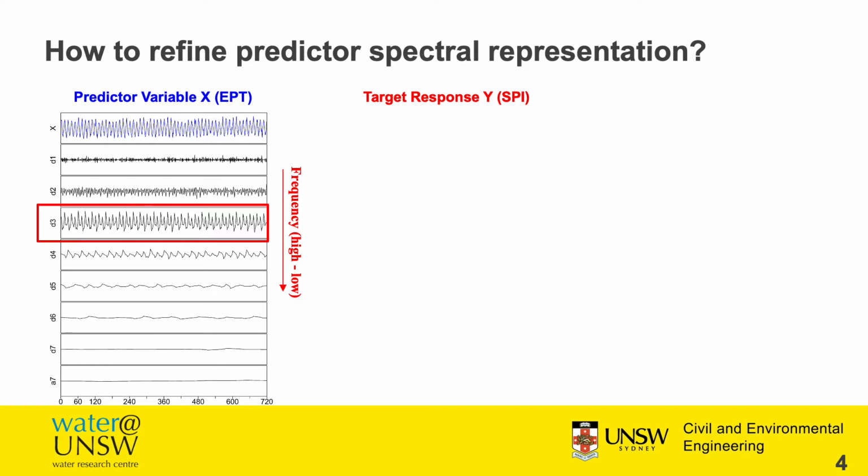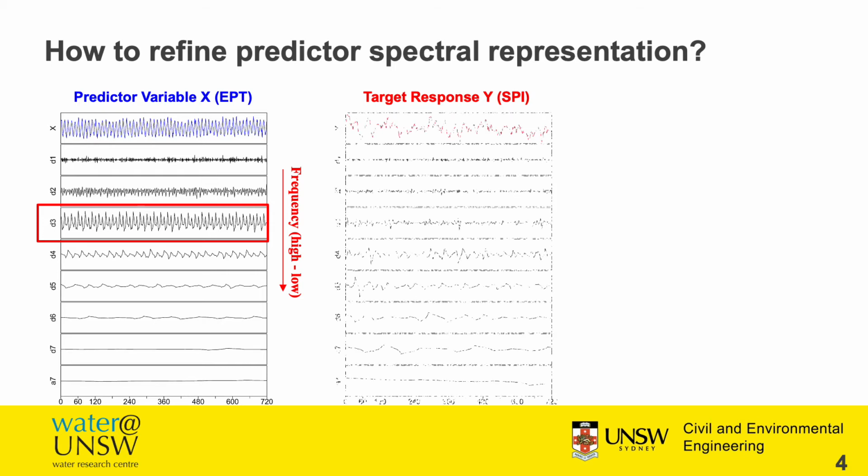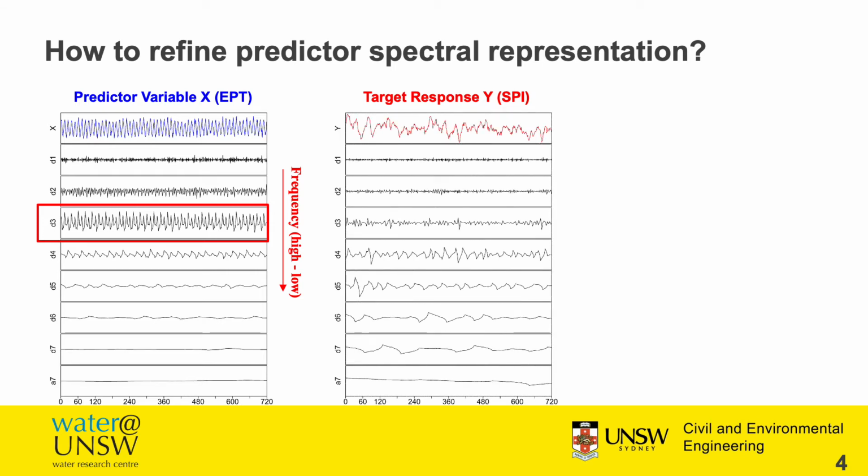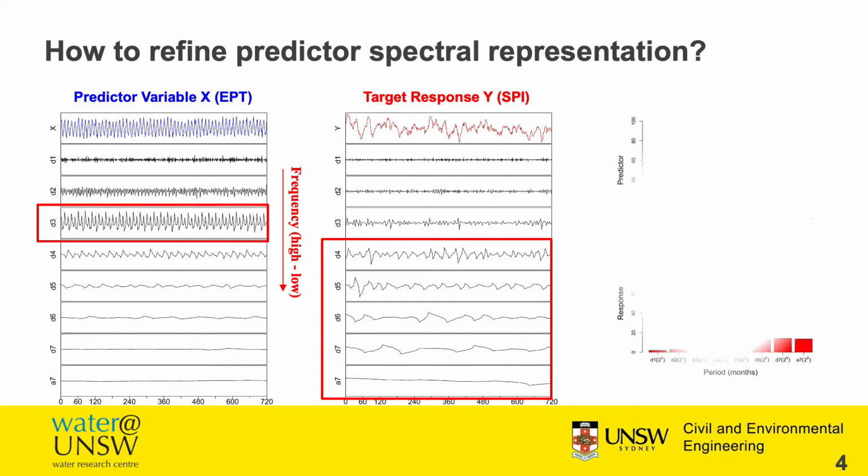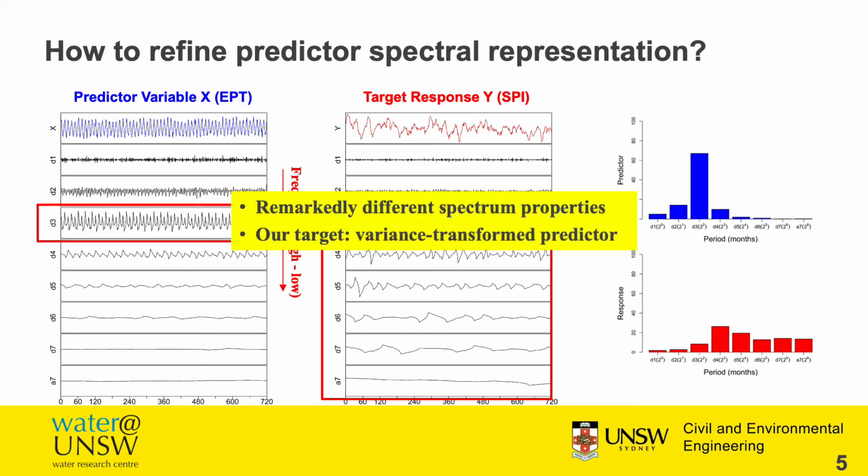Just now, we have seen the predictor variable x, and now I'm going to present our target response y, for which we use a drought index, the standardized precipitation index. For SPI, after applying the wavelets transform, most of the information or variance concentrates at low frequency levels. So, similarly, if we show their variance distribution in the spectrum, you will see that they have completely different patterns.